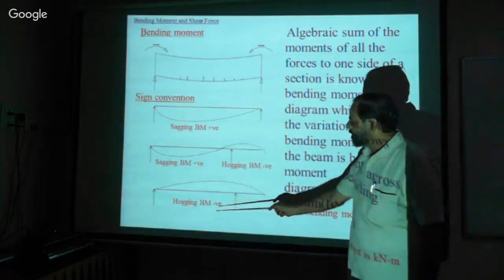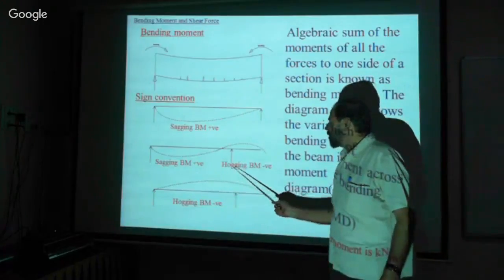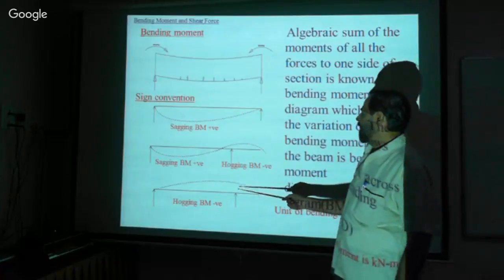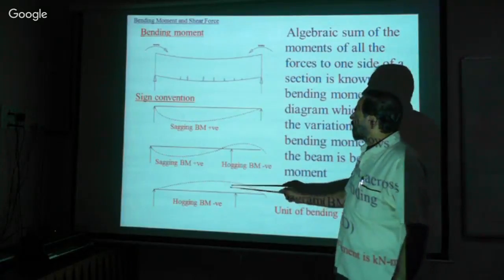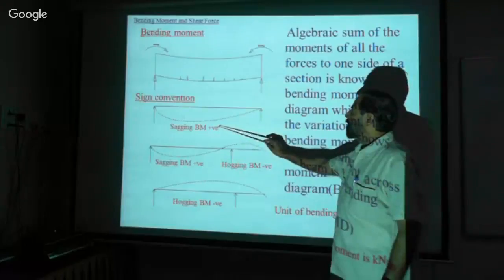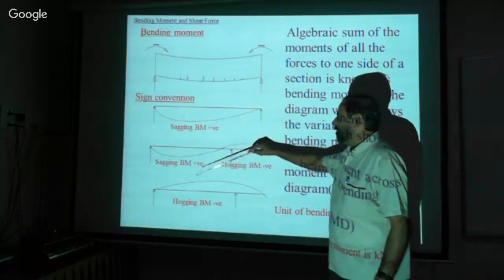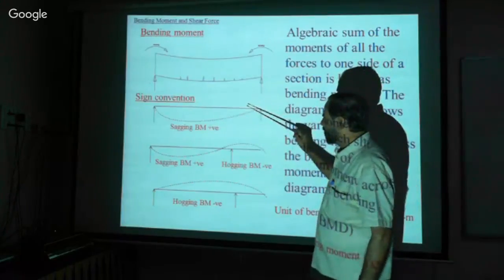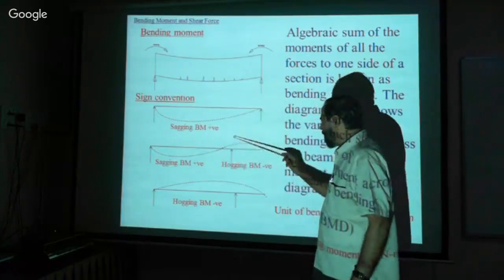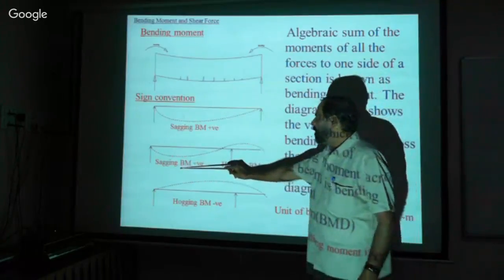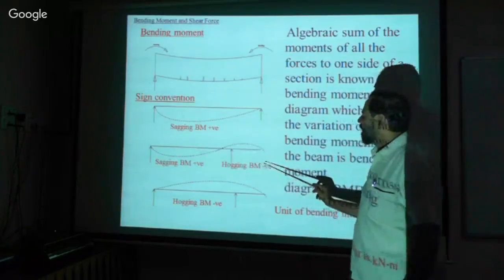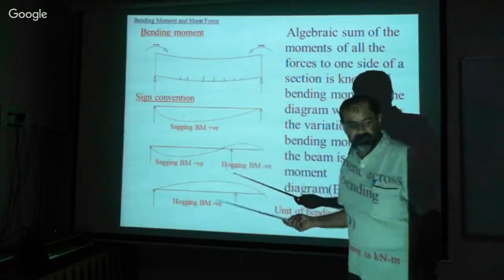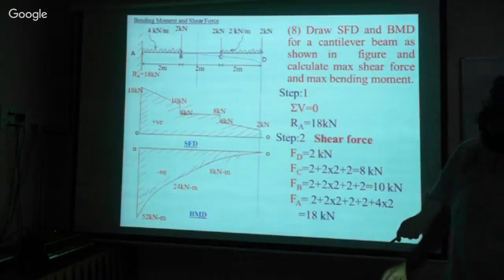And similarly, this is hogging. This type very rarely comes across in our designs, in our lifetime structures. Normally, this is the method we are going to adopt in our future discussion. This is positive bending moment, sagging bending moment, downward deflection, and this is upward deflection, that is hogging bending moment. This is what we have adopted in our discussion throughout.